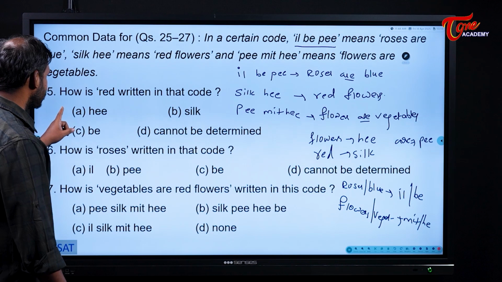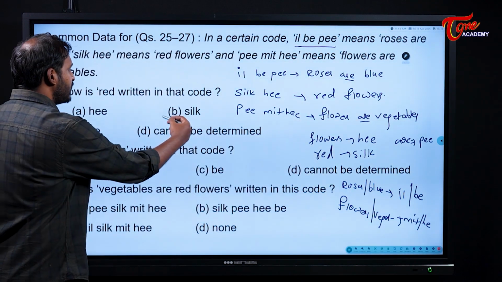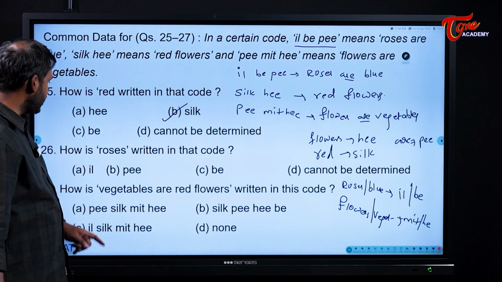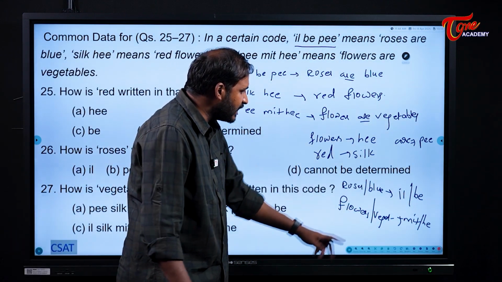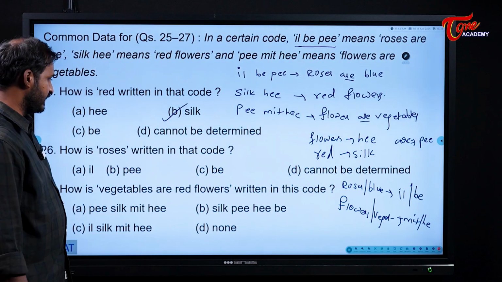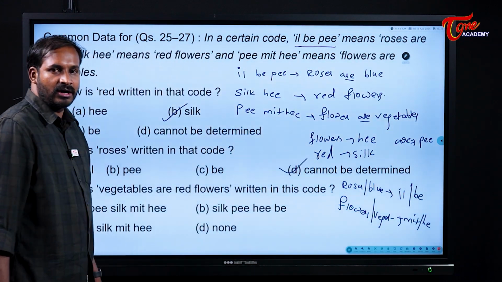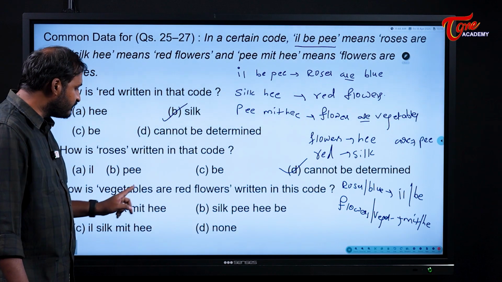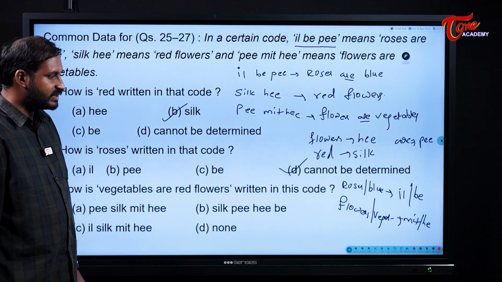Now come to our questions. How is red written in the code? Red is coded as silk. So our answer here will become option B. Next, how is roses written in that code? Roses can be written as IL or B. We cannot say exactly. So our answer here will become cannot be determined. Next, how are vegetables are red flowers written?